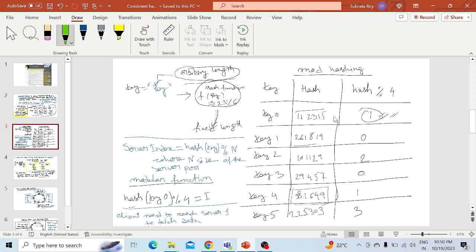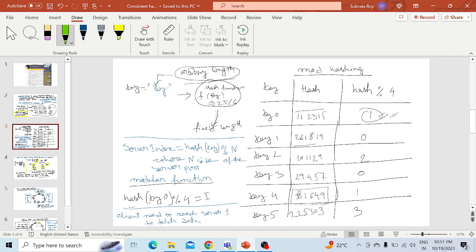So the client will reach my servers and fetch the data. And if I want to look for key 3, my apologies, key 3, then I will look for server index 0. And if I look for something on key 5, I look for server 3. That is how hashing is going to help me.